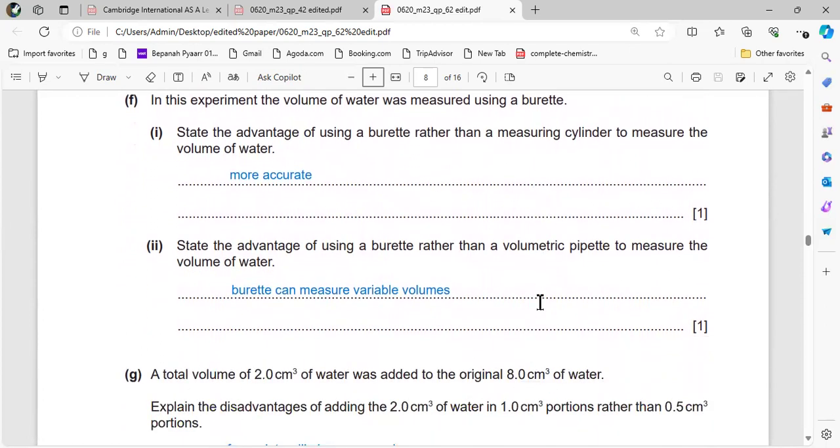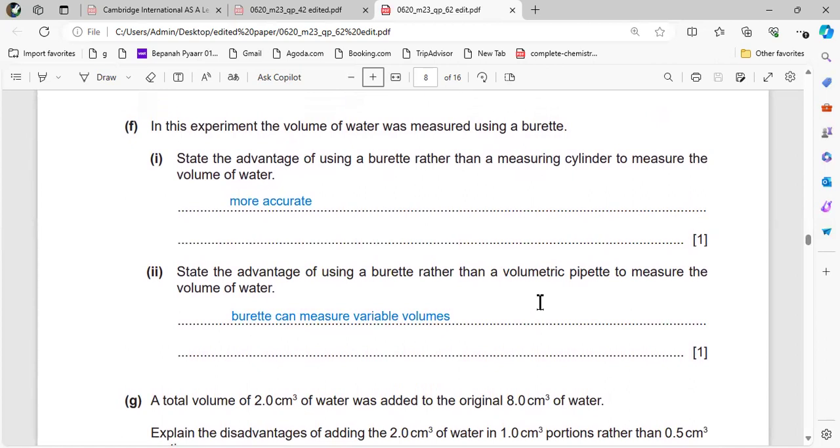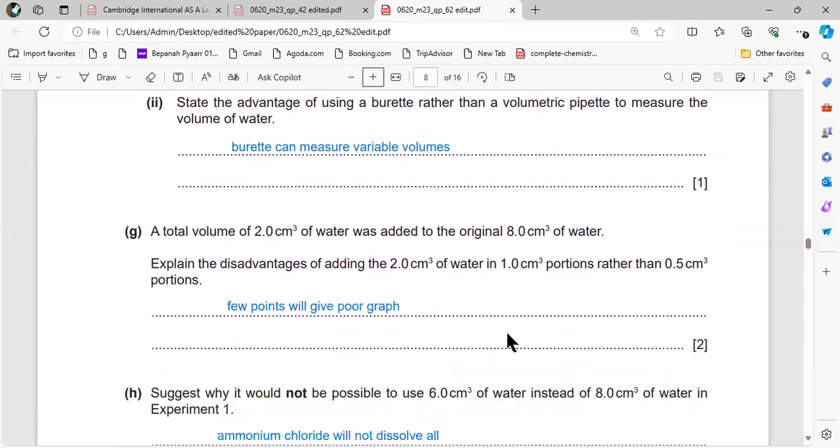State the advantage of using a burette rather than a volumetric pipette to measure the volume of water. So here, they have asked specifically why we are not using a volumetric pipette. Both burette and pipette are more accurate than a measuring cylinder. But in this case, when we have to add variable volumes, a volumetric pipette is either 5 centimeter cube or 10 centimeter cube. But when we have to add different volumes, we can add easily once we fill the burette. So that is why we are using a burette, as it is used to measure variable volumes. We can take different measurements of volume.